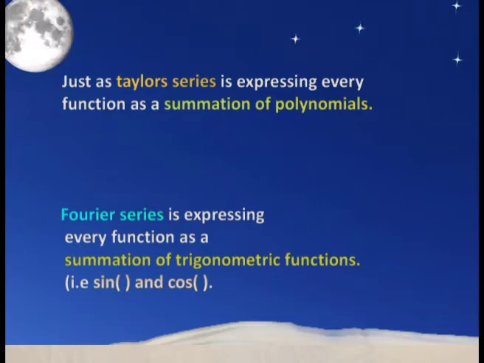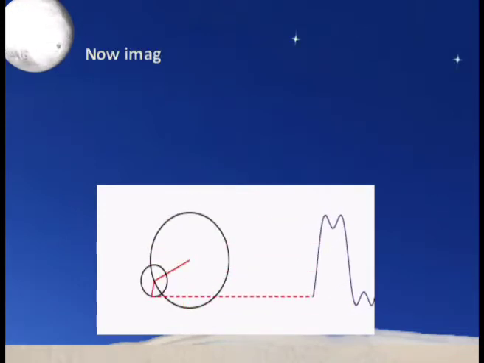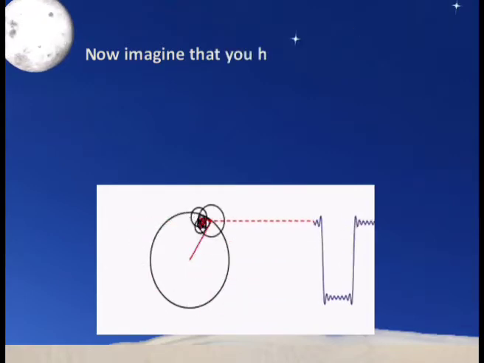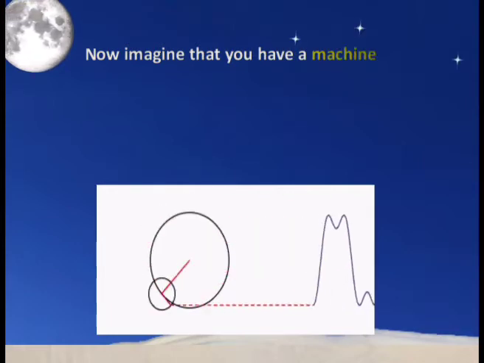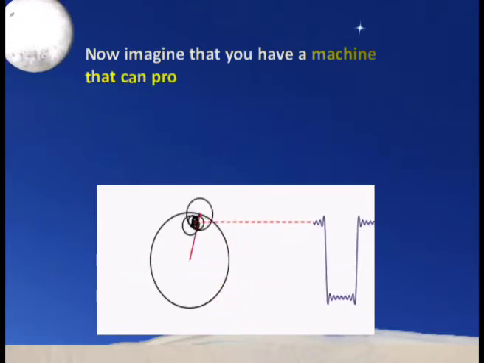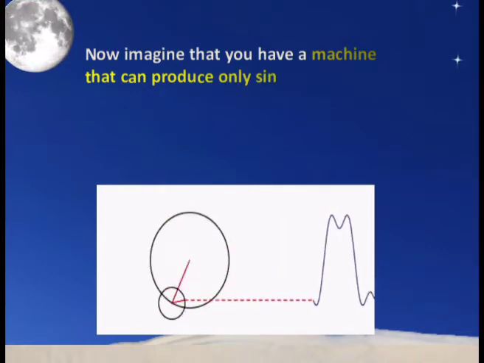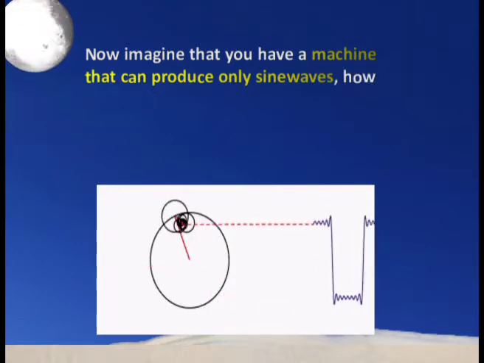Now, just as Taylor's series, as we saw in another video on this channel, is expressing every function as a summation of polynomials, Fourier series is expressing every wave as a summation of sine waves and cos waves. So just imagine that you have this machine which can continuously create sine waves and cos waves. Okay, is it possible to make a square wave along with it? Apparently yes. How can you create a square wave from sine waves and cos waves?